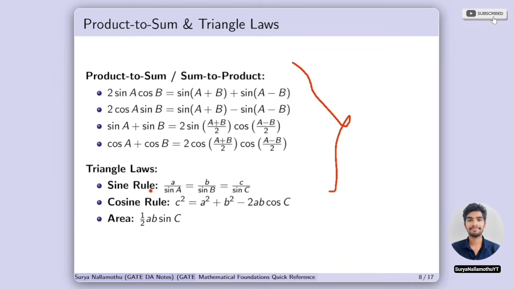For the triangle, the formulas are the sine rule, cosine rule and area. For the sine rule, the formula is a by sin A is equal to b by sin B is equal to c by sin C. For the cosine rule, the formula becomes c square is equal to a square plus b square minus 2ab into cos C. There is a chance to get a question on this formula. For the area of the triangle, the formula becomes 1 by 2 ab into sin C.